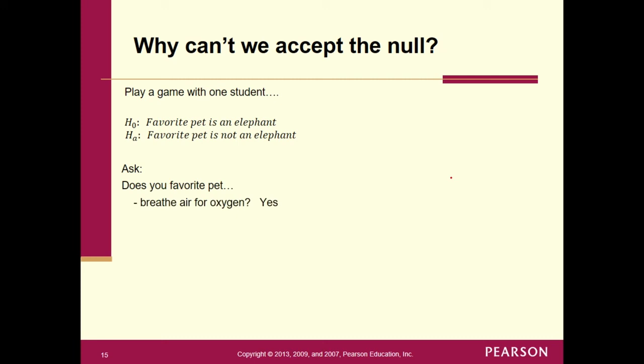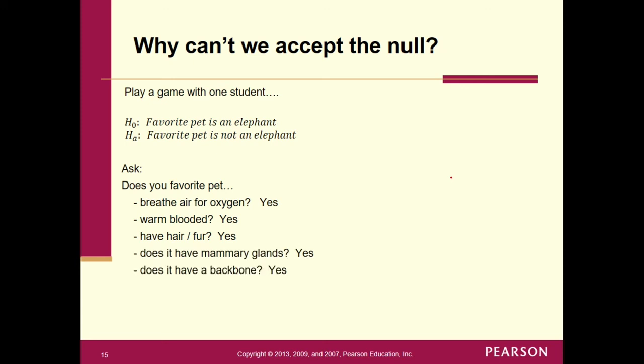Let's say that the favorite pet is a dog, and the person says yes. Everybody hears that, and then I say, well, is it warm-blooded? And the person says, yep. Does it have hair or fur? Yep. Does it have mammary glands? Yep. Does it have a backbone? Yep. All right. So basically, have I eliminated the elephant yet? Have I eliminated the elephant by the questions that I've asked? The answer is no. All these apply to an elephant.